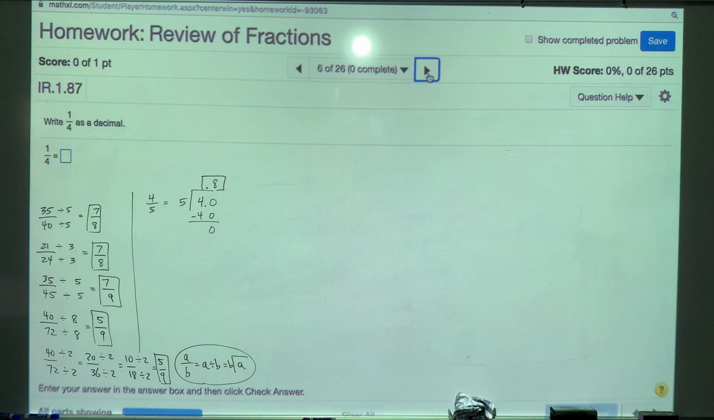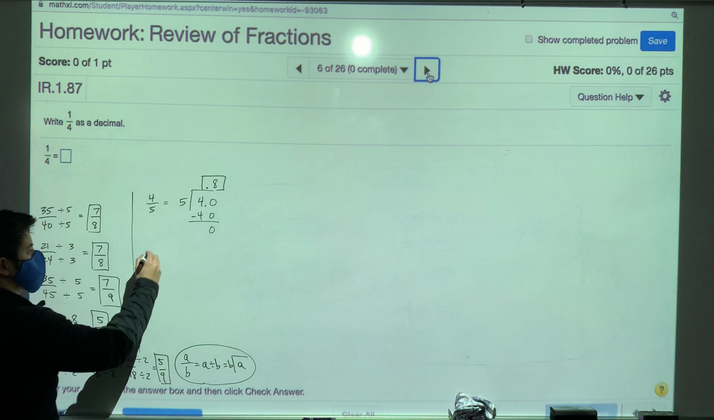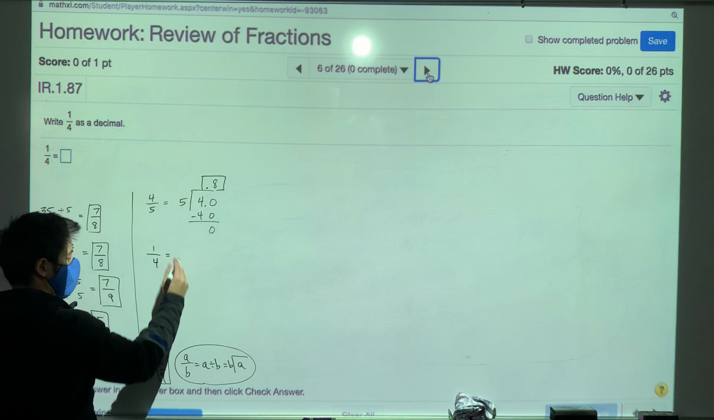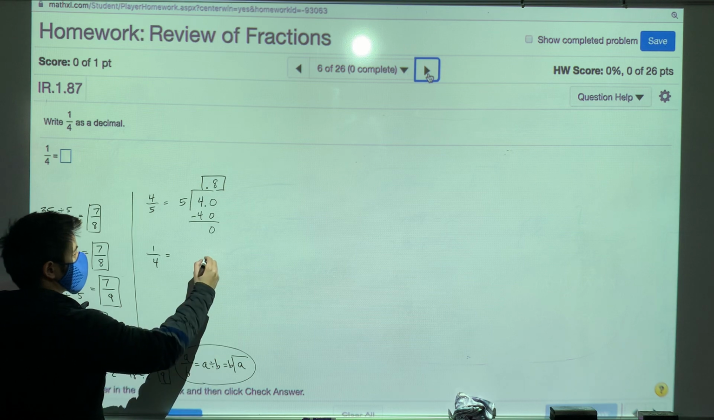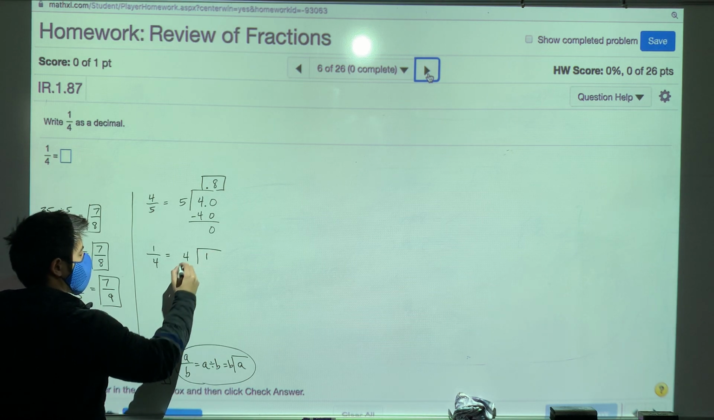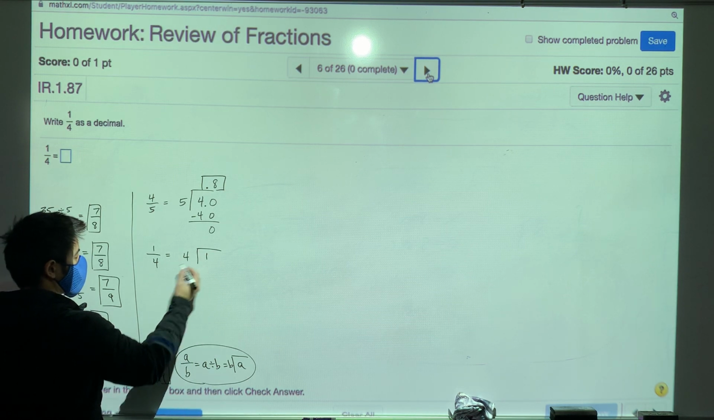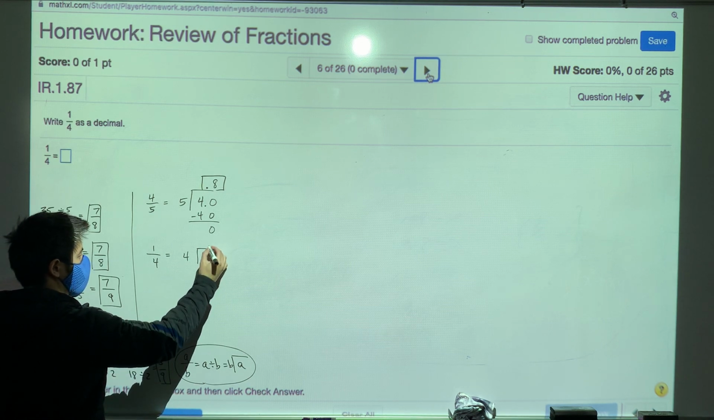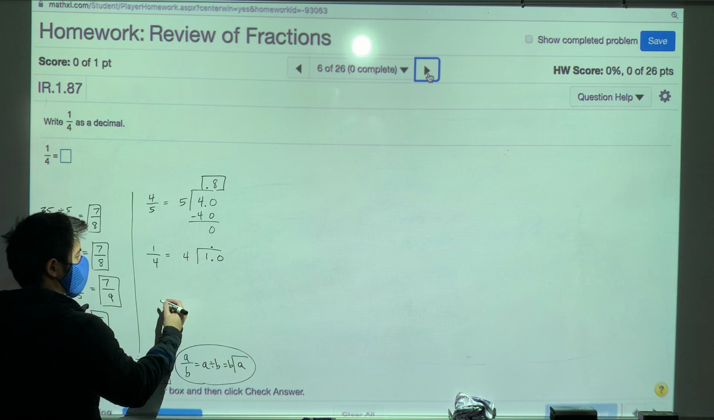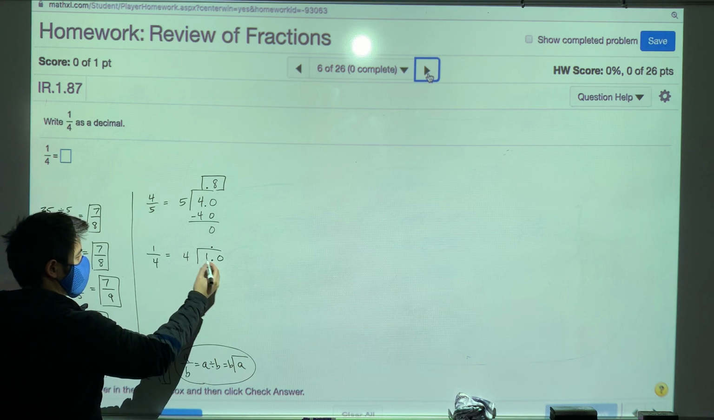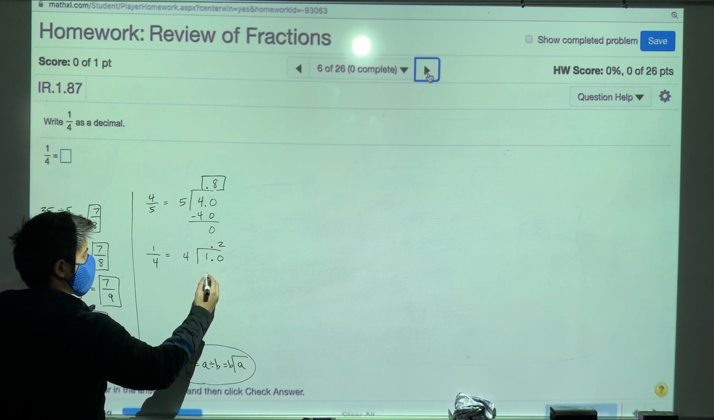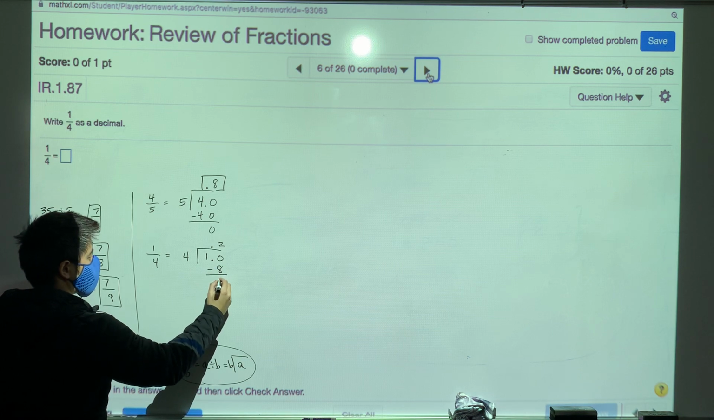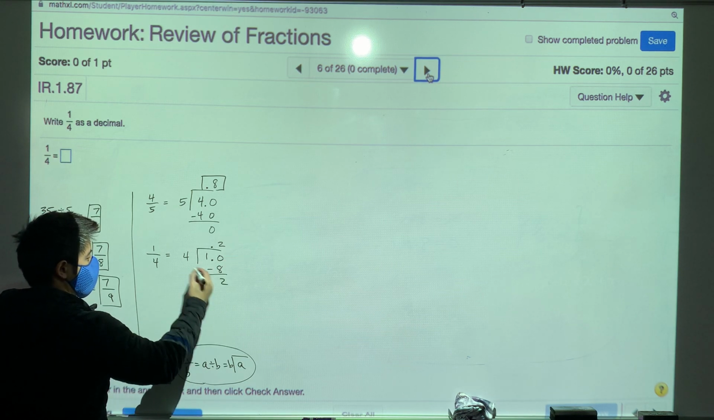Number 6, 1/4. So 1 over 4, we know this is the same as 1 divided by 4. So 4 does not go into 1. All right, no problem. So I'm going to put a decimal point in, and that'll allow me to add a 0. Will 4 go into 10? Yes, 2 times. 8, subtract, and that's a 2.